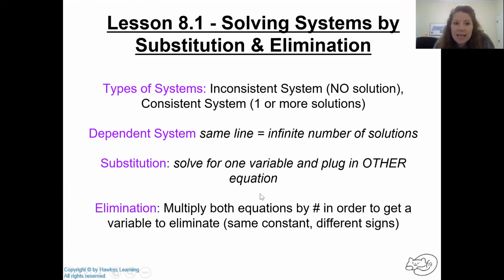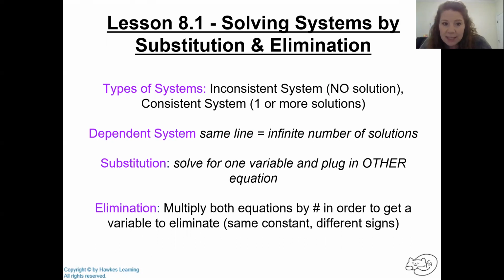All right, so that was 8. I don't even know what it was, but anyway, we're moving on to 8.1. So now we have just solved systems of equations by graphing. Now you don't always have a graph. Sometimes you have to solve it a different way.